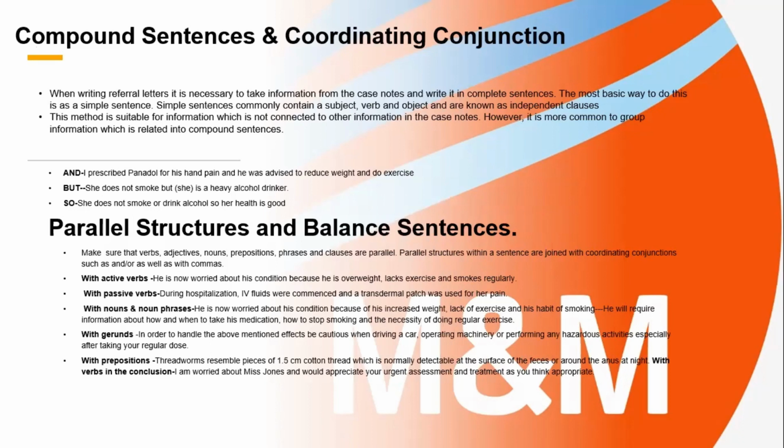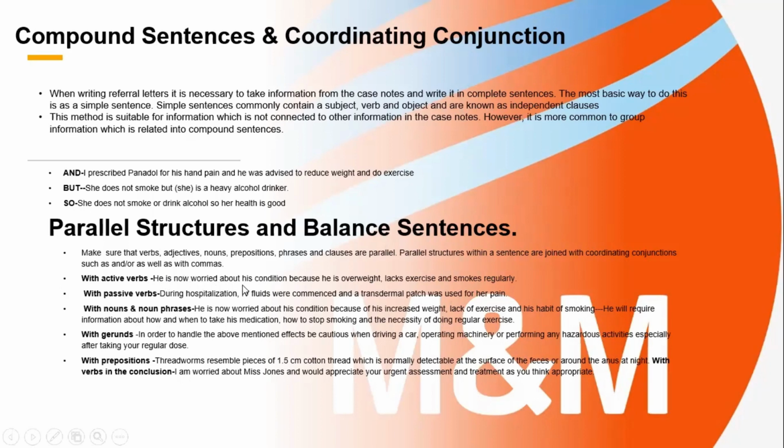So we can compound a sentence with the help of and, but, so, nor, yet, and so on. However, we need to understand parallel structure. In parallel structure, we need to make sure that we use the same form of the verb, active or passive, noun or noun phrase, gerunds, prepositions, and so on. For the sake of example, these are two examples shown in front of you.